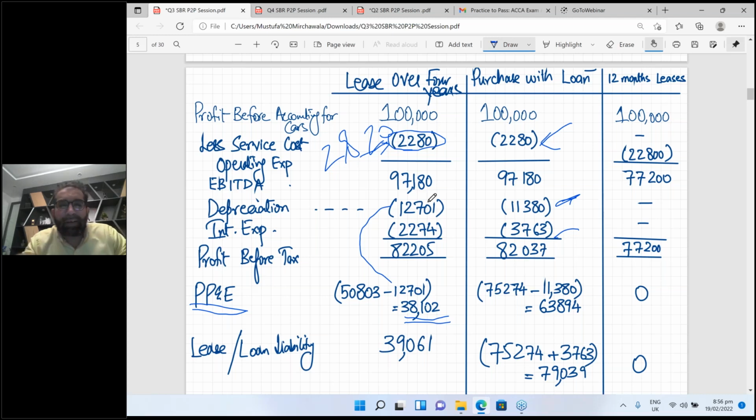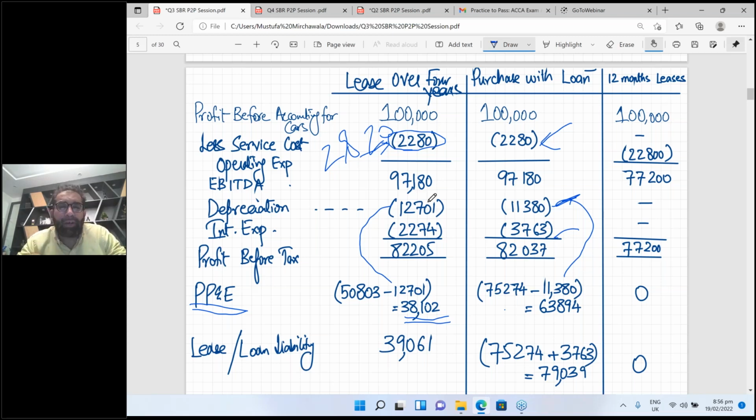Now, once again, you have to book in the year end because you recognize the non-current asset and liability. So you have to show them in the SOFP. In the SOFP, we report the non-current asset at carrying value, like NBV. So how do you calculate the NBV? Cost less depreciation. So this is the first year depreciation. The original cost of this car was 75274 minus 11380. This will be 63894.